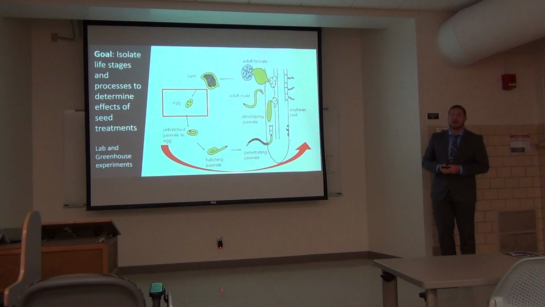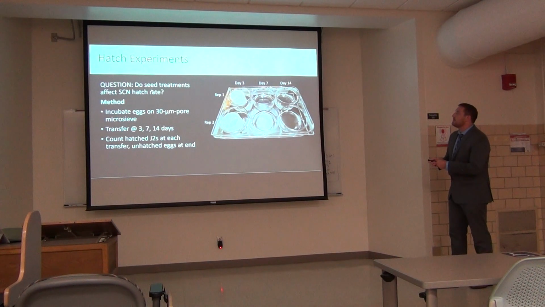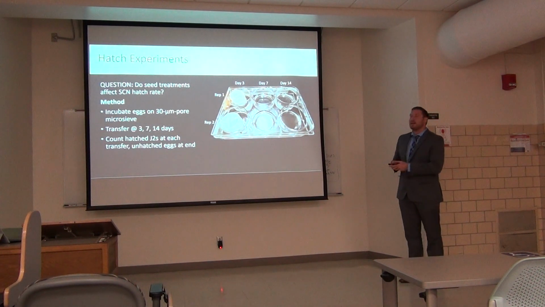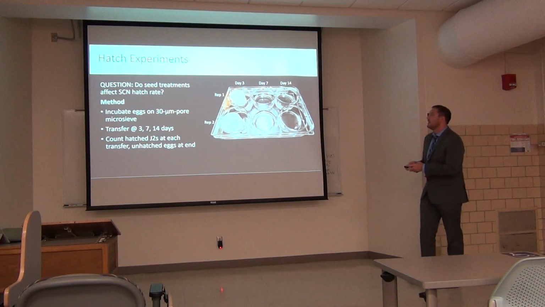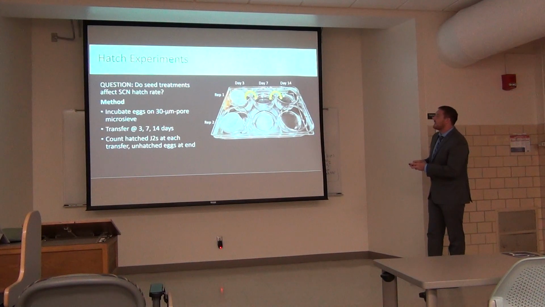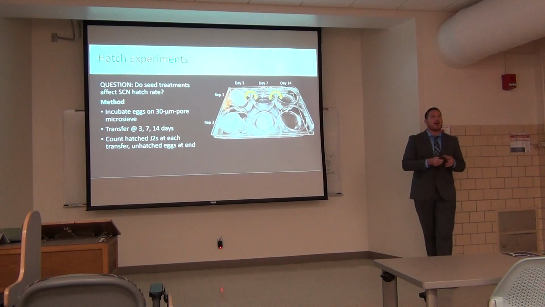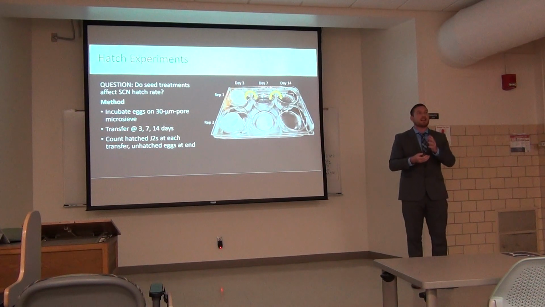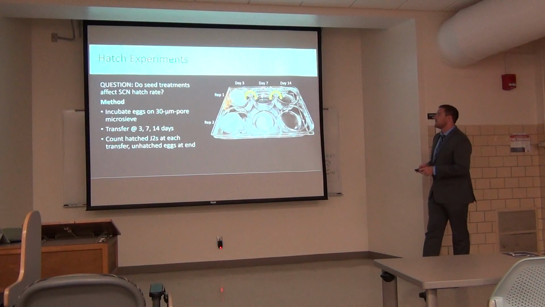So let's first talk about the egg. What can we do about the egg? We can look to see, do seed treatments affect SCN hatch rate? So the method we came up with was incubating eggs on a 30 micrometer pore sieve in a treatment solution. And then you would transfer it at 3, 7, and 14 days. Just using a simple 6-well plate, you get 2 replicates per plate. And then after each transfer, you count the number of hatched juveniles. And then at the end of 14 days, you count the number of hatched juveniles and unhatched eggs.